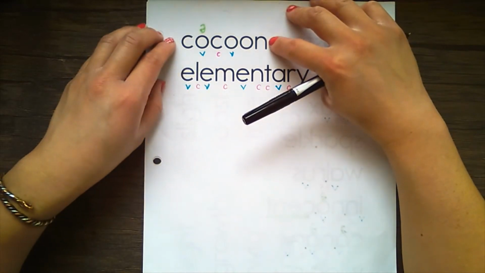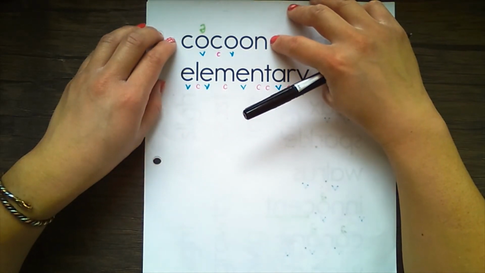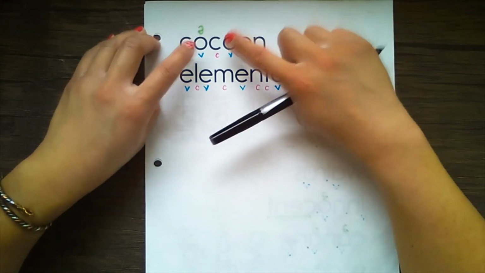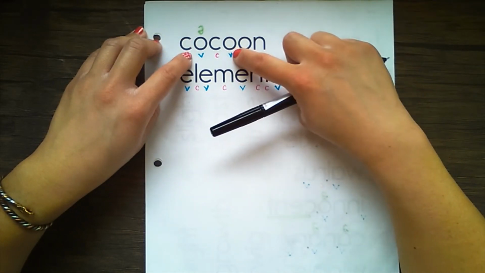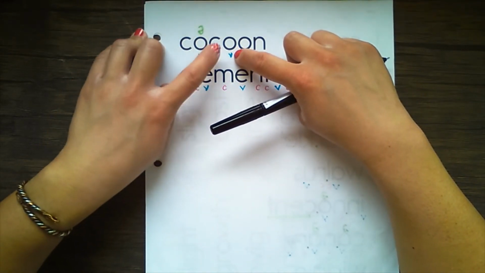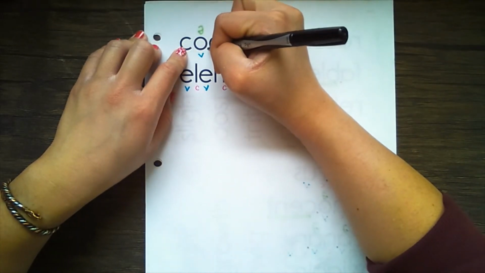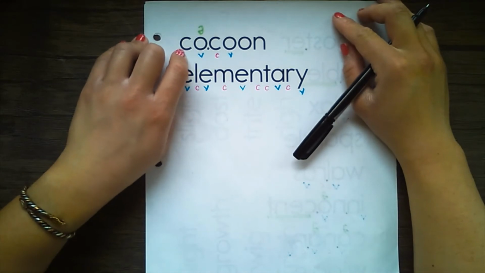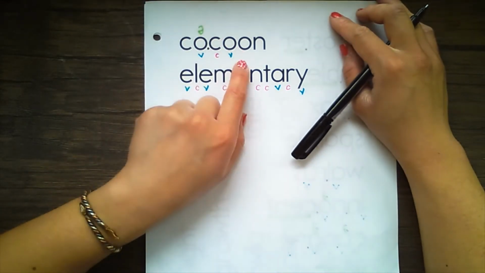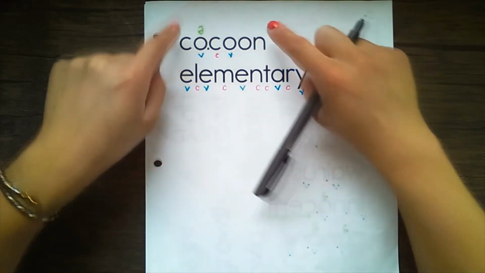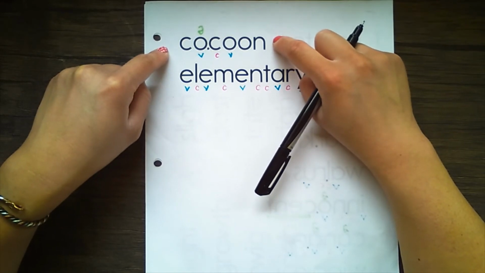Okay, do we have an irregular sight syllable here? No, we do not. So now let's take a look. How many consonants are in between our two vowels? We have one consonant in between our two vowels. So split where? Usually before the consonant. First syllable, co. Second syllable, coon. Try for the real word, cocoon.